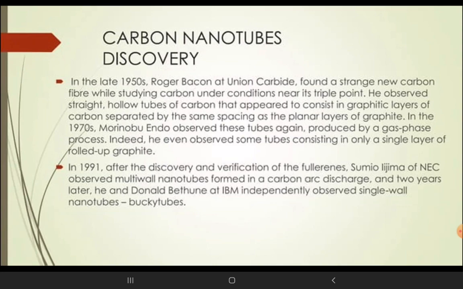In the 1970s, Morinobu Endo observed these tubes again, produced by a gas phase process. Indeed, he even observed some tubes consisting of only a single layer of rolled up graphite. And in 1991, after the discovery and verification of fullerenes, Sumio Iijima of NEC observed multi-wall nanotubes formed in a carbon arc discharge. Two years later, he and Donald Bethune at IBM independently observed single-wall nanotubes, buckytubes.